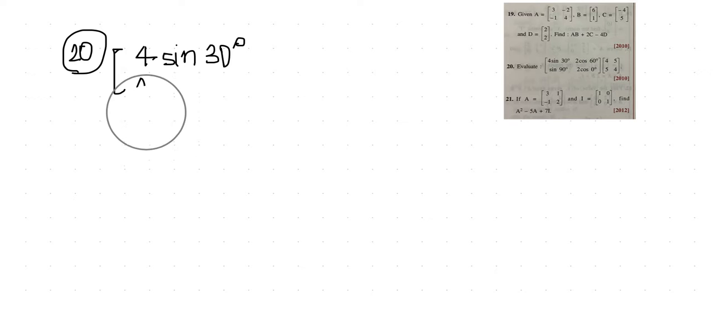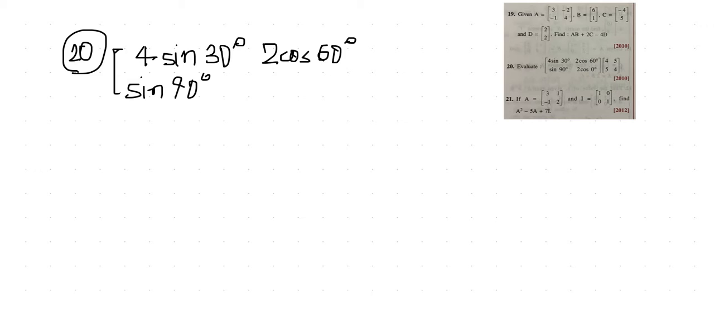Moving on to the next question, children, that is question number 20, which is very much related to trigonometry, wherein you need to write down the trigonometric values. So what I'll be writing here, write down the question first. So this has been given as 4 sine 30 degrees. Okay, and here you have been given sine 90 degree. Okay, and this is 2 cos 60 degree. And then you have 2 cos 0 degree. Okay, and then this is the matrix 4, 5, 5 and 4.